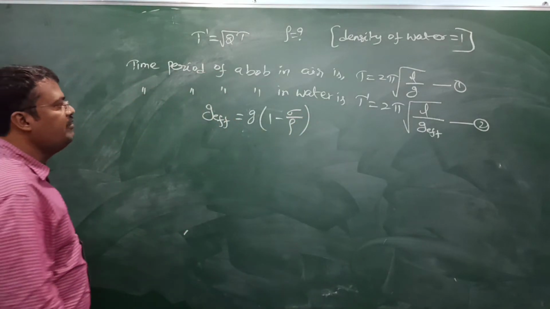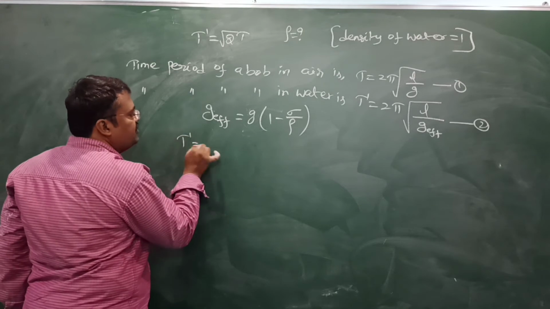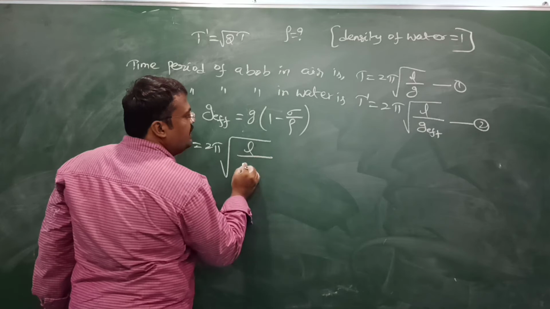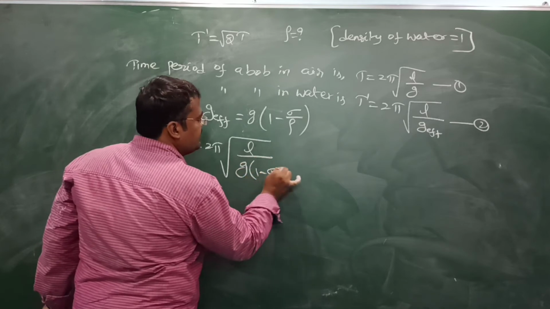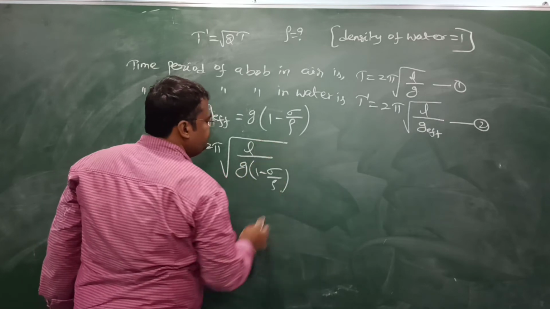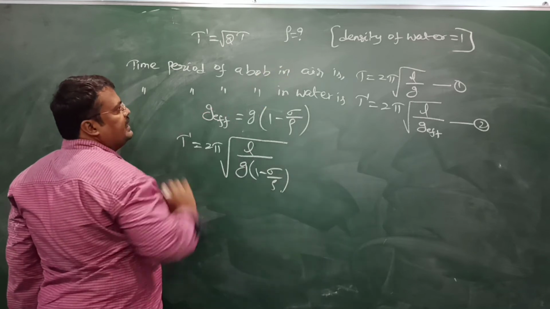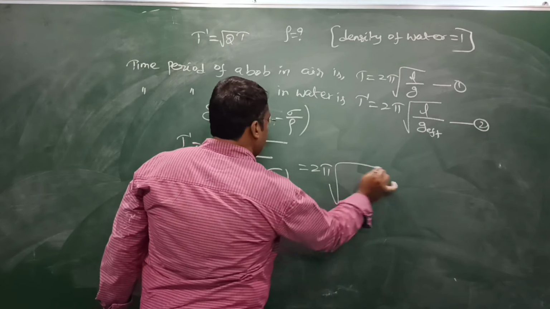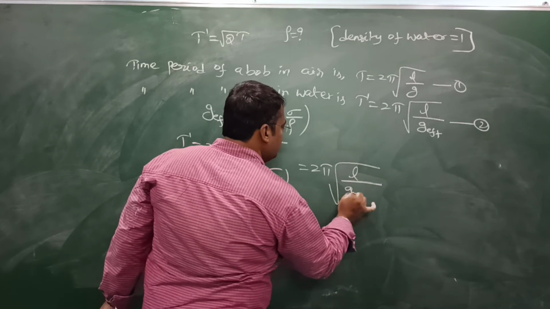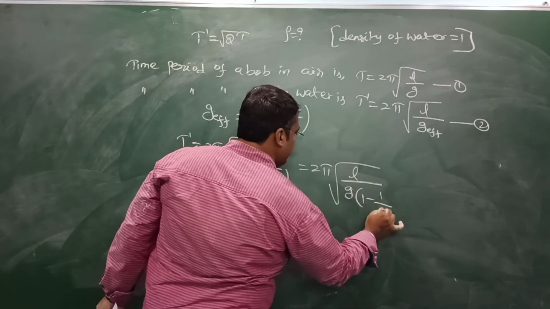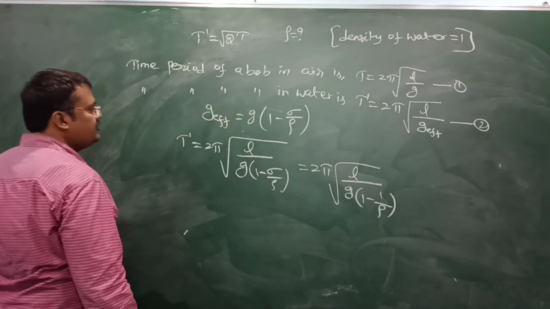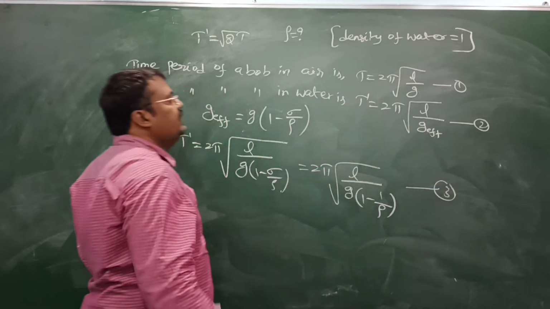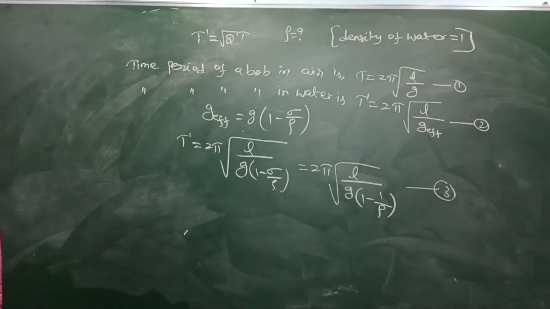1 minus sigma divided by rho. Let us try to substitute that one. T dash is equal to 2 pi square root of L divided by G into 1 minus sigma divided by rho. So sigma, already this is the density of water. Let us try to substitute that one. That is 2 pi square root of L divided by G into 1 minus 1 divided by rho. So this is the third equation. Let us try to divide equation 2 by 3.